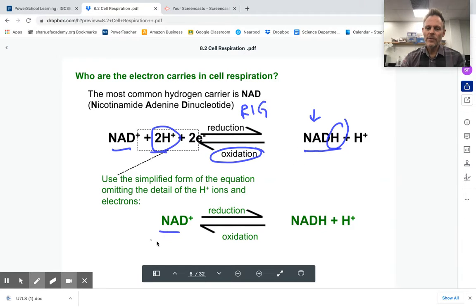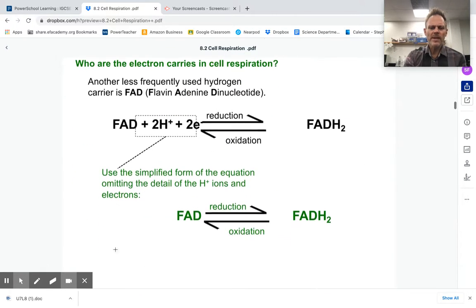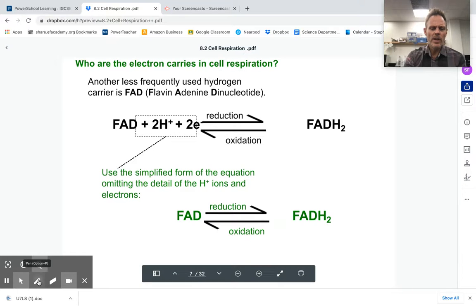And quite often we just write it in this simple form down here instead of all of these pluses and whatever. So here you can say reduction is gain. We don't have a hydrogen. Here we've gained it. Let's do one more. The other important molecule that I was talking about is FAD to FADH2.